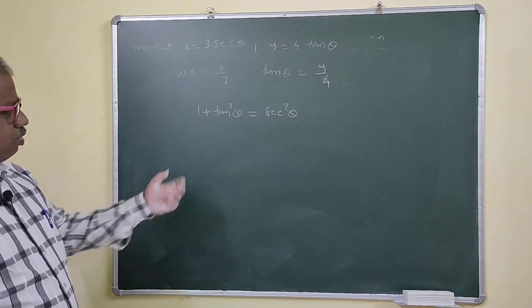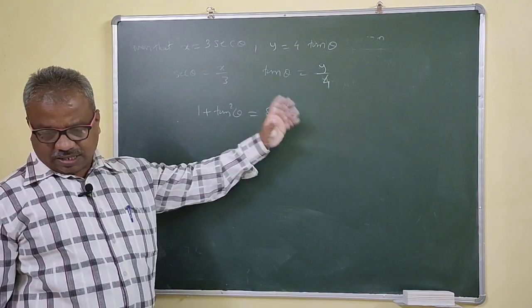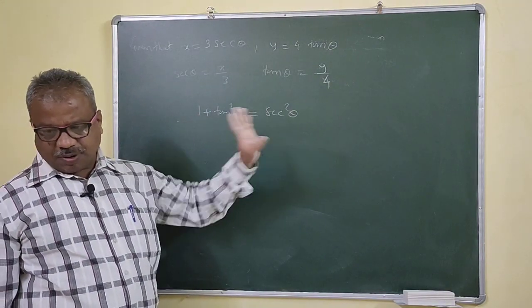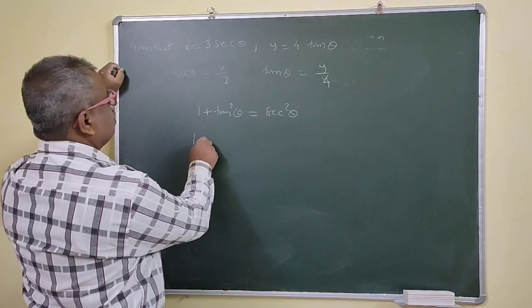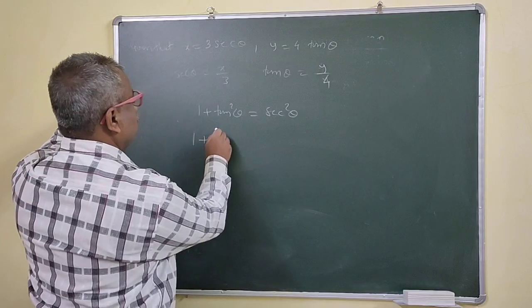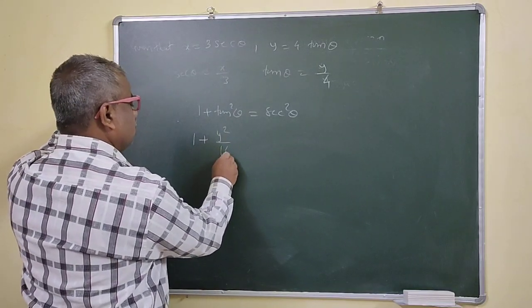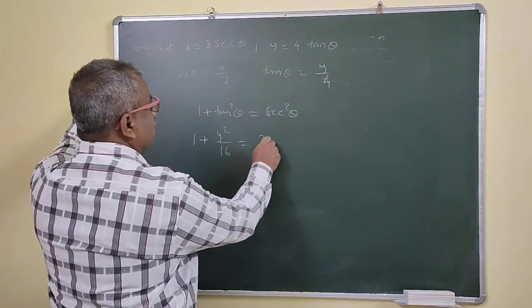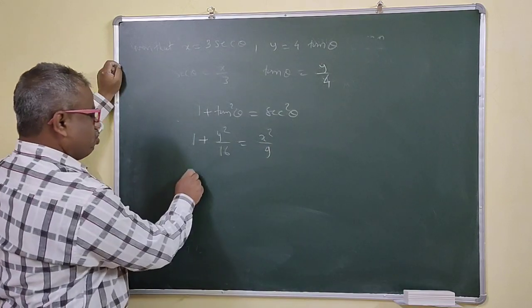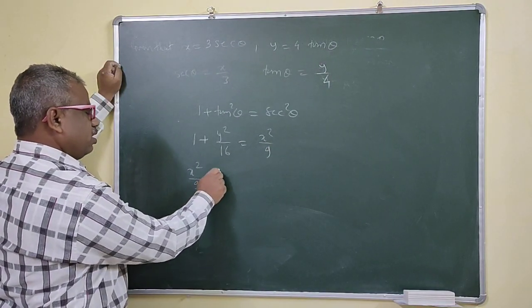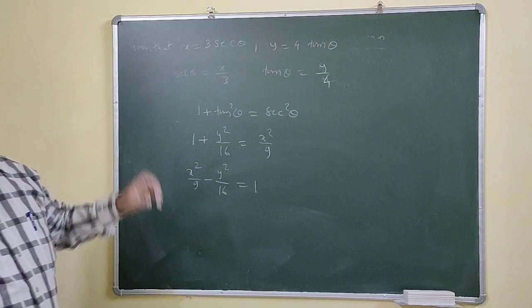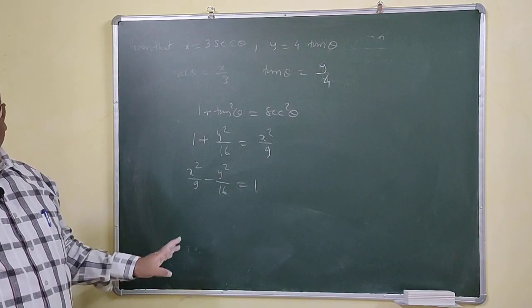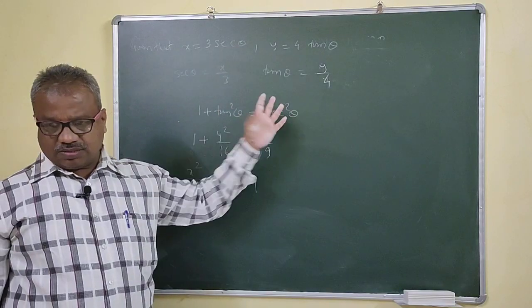Don't write sec square first. If you can write sec square theta minus tan square theta is equal to 1, that is also better, no problem. So 1 plus tan square theta is y square by 16, and sec square theta is x square by 9. So your relation is x square by 9 minus y square by 16 is equal to 1. You may write this also; it doesn't matter. Sec square theta minus tan square theta is equal to 1.